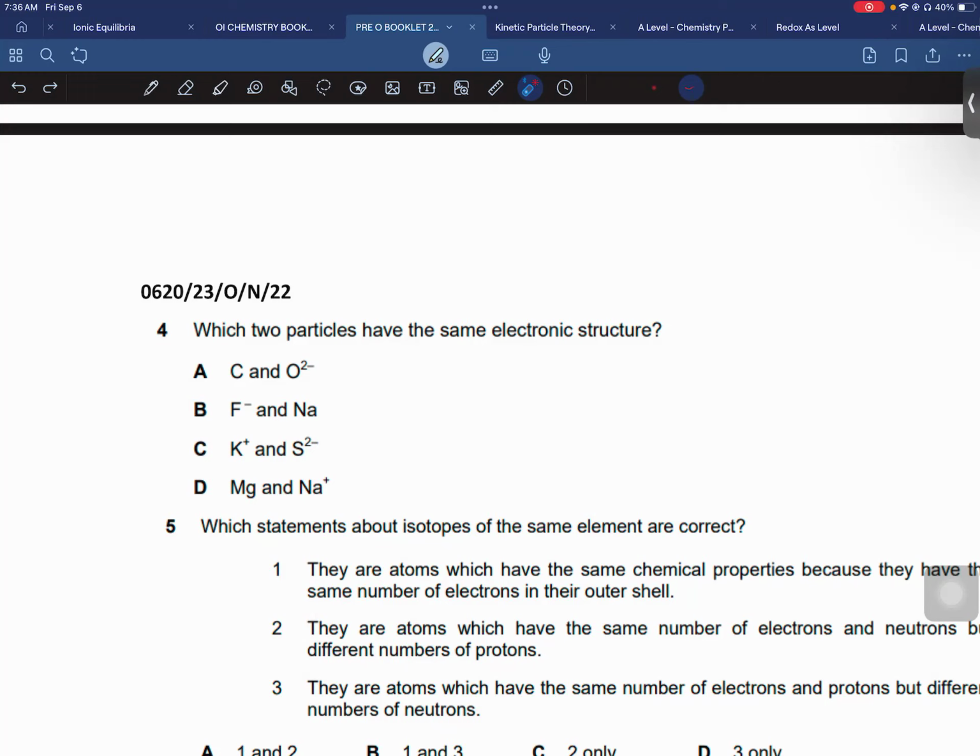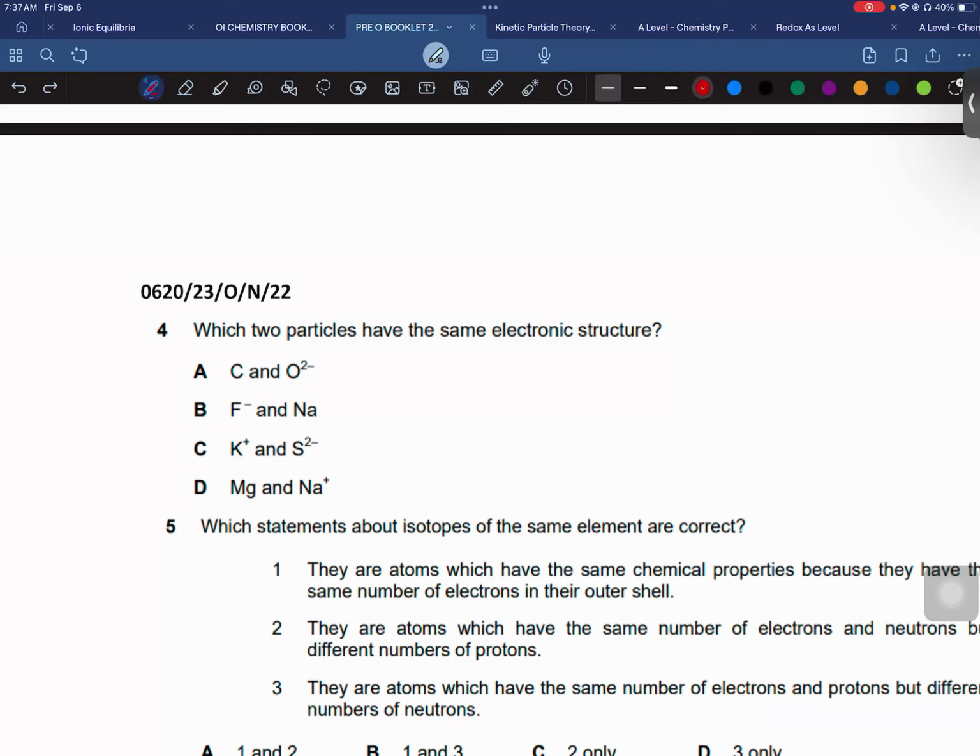Okay. I'm kind of confused with this question. Let me think. So where do I find the same structure? Sorry, I'm not sure about this question. I'm confused.